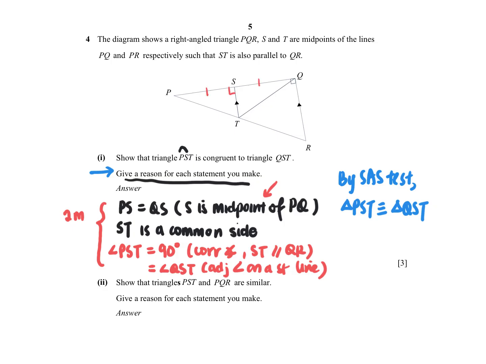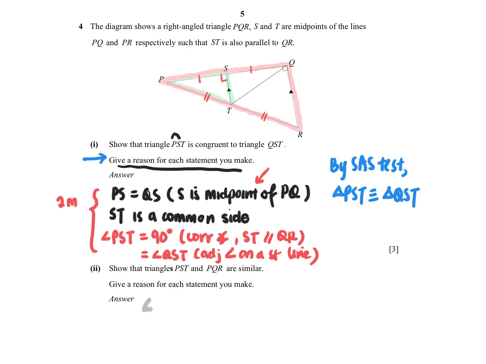Yeah, let me just write down everything that I have. Okay, so PST, they want you to compare with the big triangle PQR. So one thing you can use is, of course, the AA test. First one is PST equals to PQR. Corresponding angles, parallel lines. Second angle is angle QPR, is a common angle.